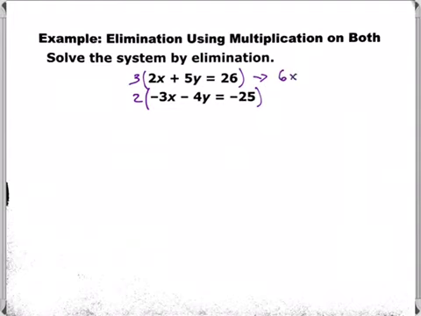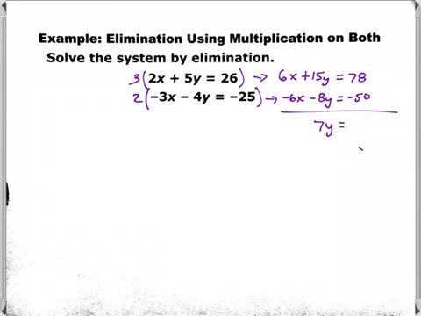So the top equation becomes 6x plus 10y equals 52. Oops, I'm multiplying by 3, not 2. Sorry about that. So it becomes 9x plus 15y equals 78. That's better. The second equation, I'm multiplying by 2, so it becomes negative 6x minus 8y equals negative 50. So now I can eliminate straight down. 6x, negative 6x is just 0. 15y, negative 8y becomes 7y. 78, negative 50 becomes 28.